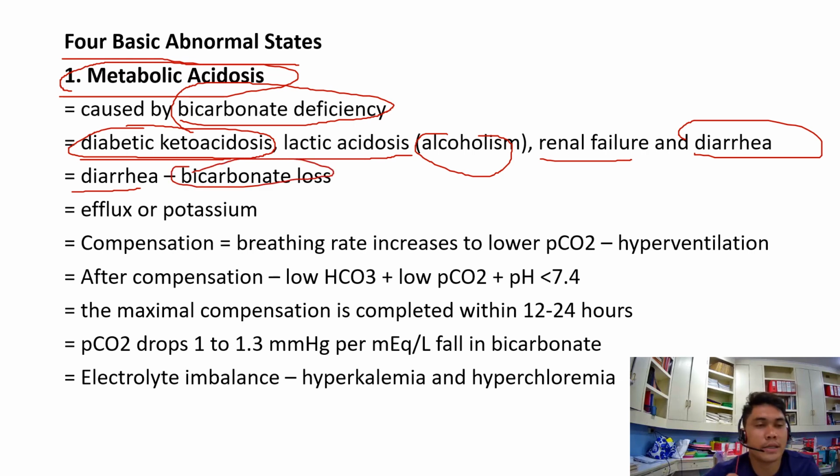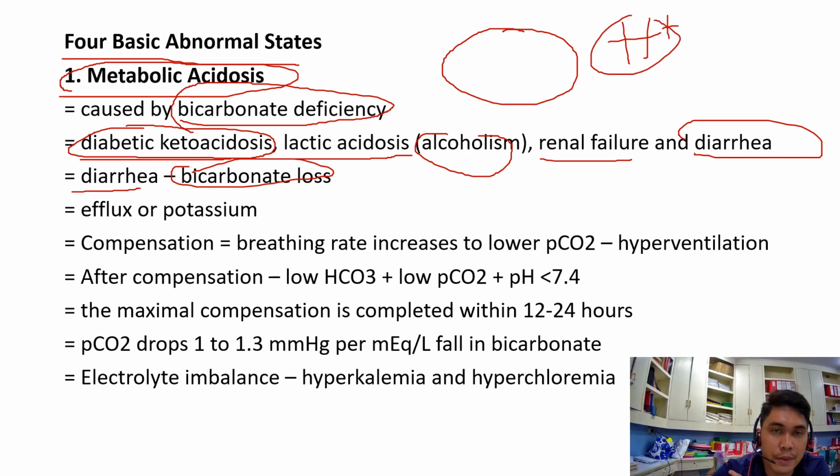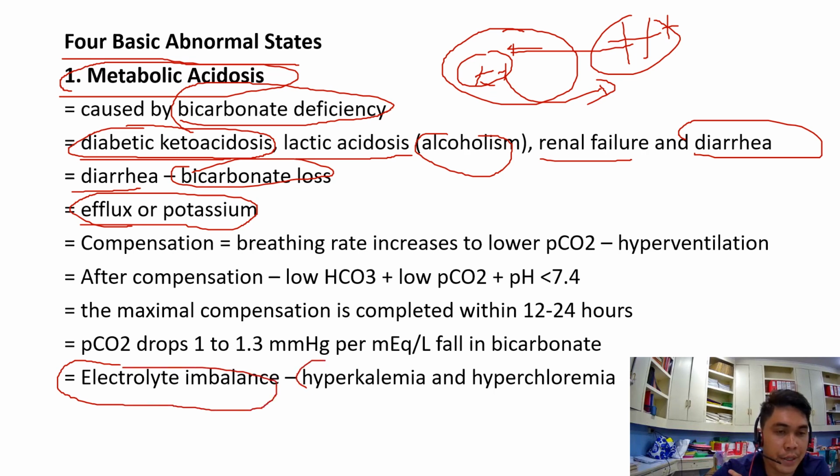And in metabolic acidosis, since there is acidosis, you have efflux of potassium. So in acidosis, you have increased H plus in your plasma. One of the compensations of your body is to transfer H plus from extra to intra, and in exchange, to maintain electron neutrality, you have to transfer K plus from intra to extra. So that's why you have efflux of potassium. That's why one of the electrolyte imbalances present in metabolic acidosis is hyperkalemia.